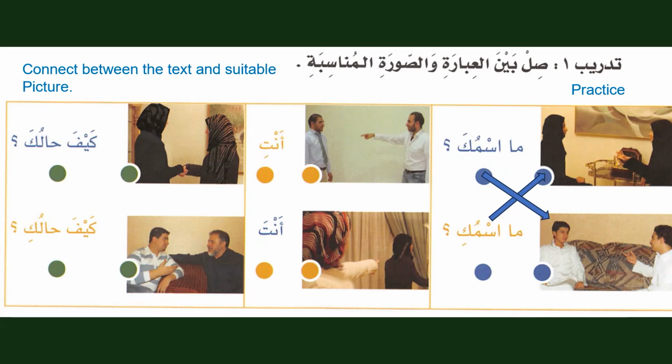Anti, so as we can see from the picture, anti is used for the feminine to point towards something. So anti will be this one, and anta is used to point towards something or to talk to someone who is masculine singular, so that is anta. And then we want to say kayfa haluka. Of course for the masculine it will be kayfa haluka, and for the feminine it will be kayfa haluki.